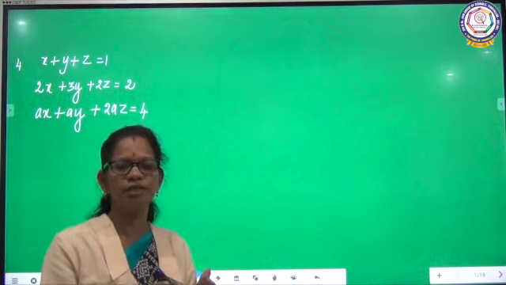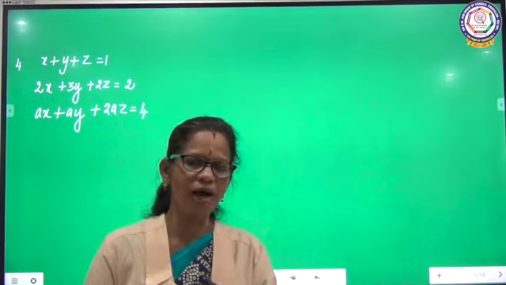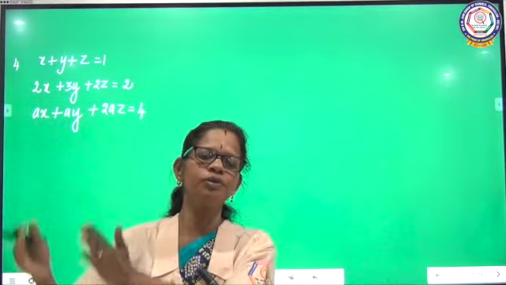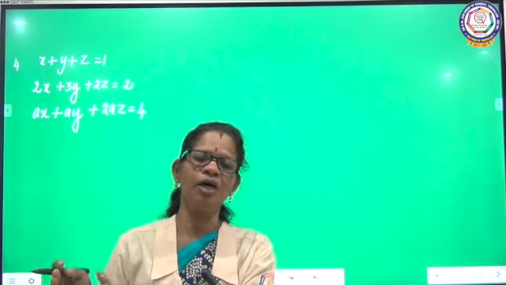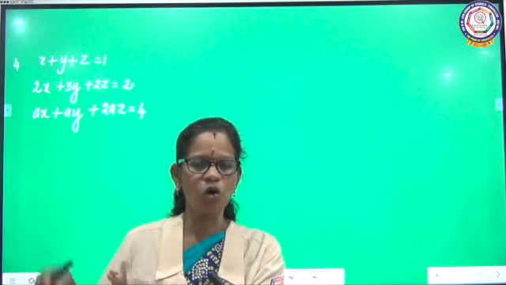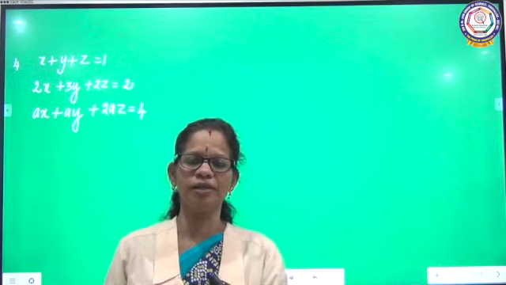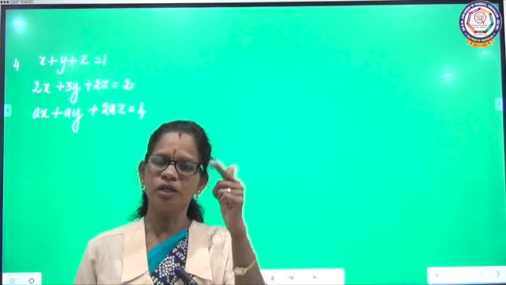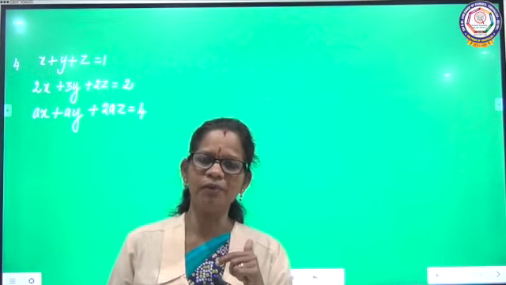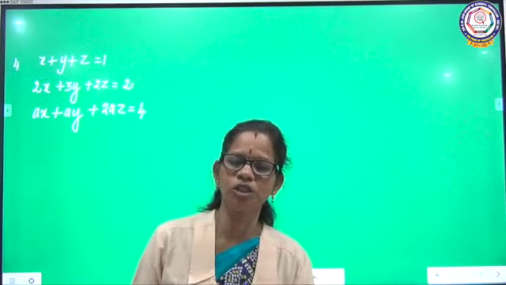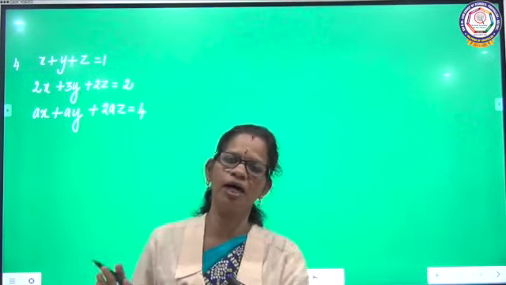Coefficient of x in the first column, coefficient of y in the second column, coefficient of z in the third column. The variables you can arrange column-wise, whether it is 2 by 2 or 3 by 3: x, y if it is 2 by 2, x, y, z if it is 3 by 3. The constants also are the same, they should be in a column.